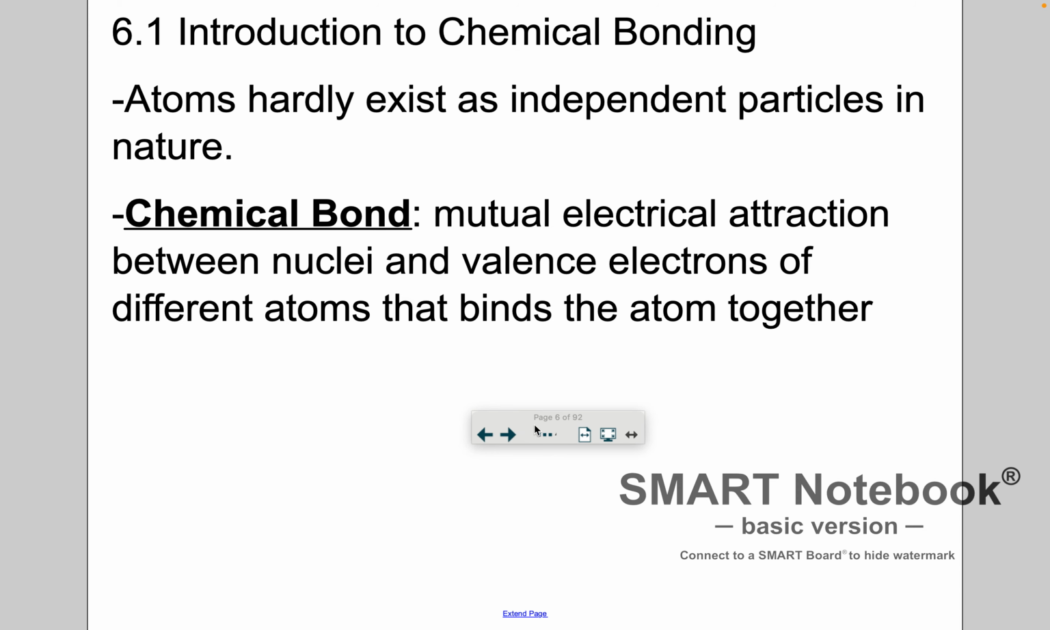So atoms hardly exist as individual particles in nature, which means that you hardly see them in their pure state. Like a single oxygen atom, you're never going to find just a single oxygen atom in nature, because it's readily reactive and unstable, it will react with other things. They will form bonds with other atoms. And so a chemical bond is this mutual electrical attraction between the nuclei of one atom and the valence electrons of a different atom, and that will bind them together.